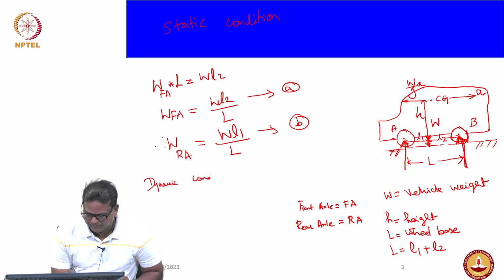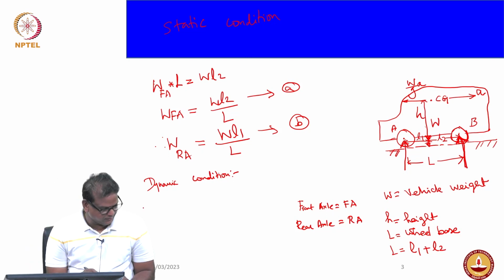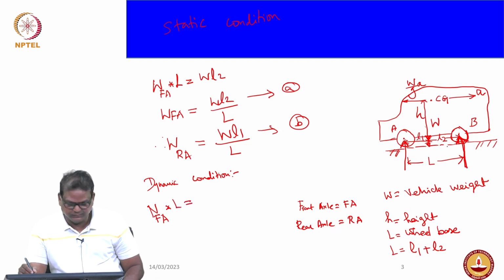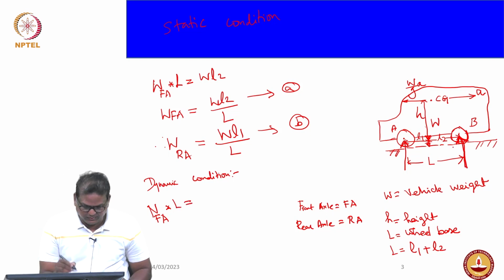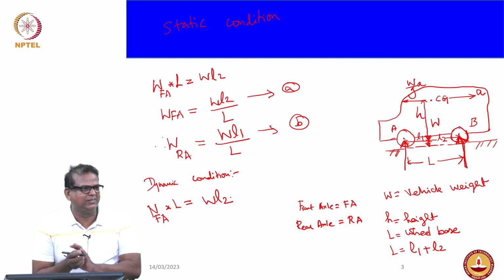Dynamic condition. Same way as what we did, same thing we will do. So, when you do that, instead of WRA, I will put the reaction force as N. This is the front axle with respect to the rear axle, NFA L equal to, what do you expect? You will expect the first term WL2 to be there.